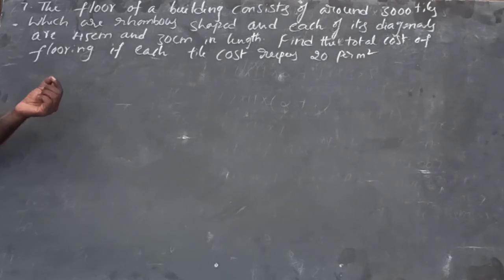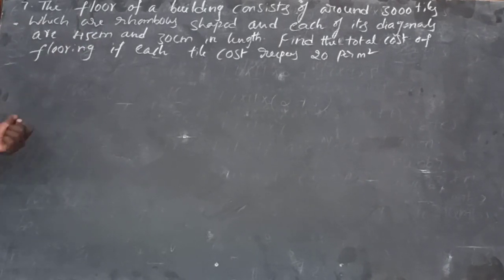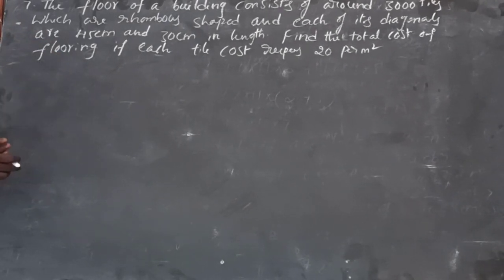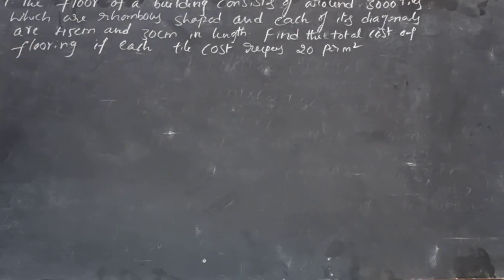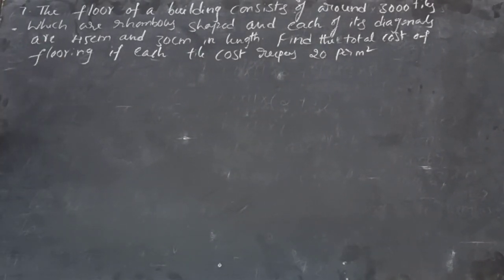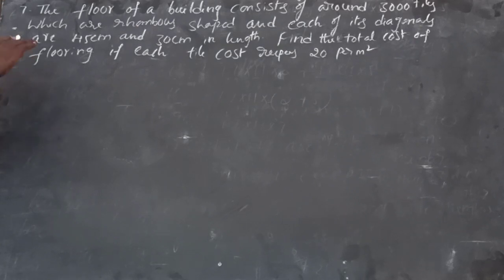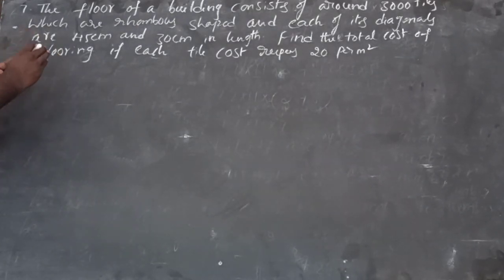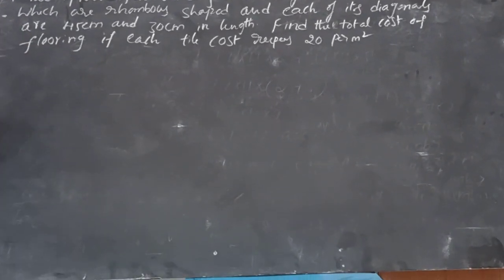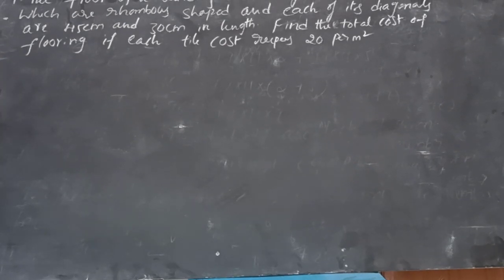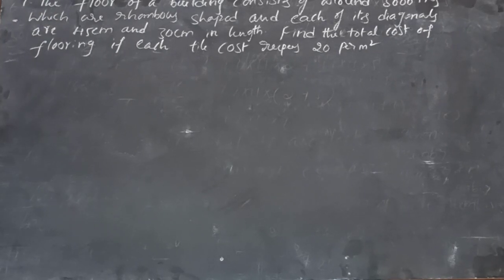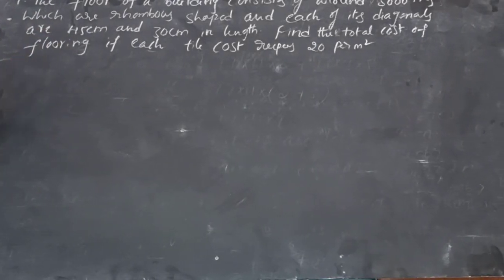That means 1 meter square, how much cost? 20 rupees. So when one tile is fixed on the floor, its cost is 20 rupees. The tile is in the shape of a rhombus. When one tile is fixed on a floor, the tile is occupying a place on the floor, and that occupying place is called the area of the rhombus. How many tiles are there? 3000 tiles, in the shape of a rhombus. So first we can find the rhombus area.